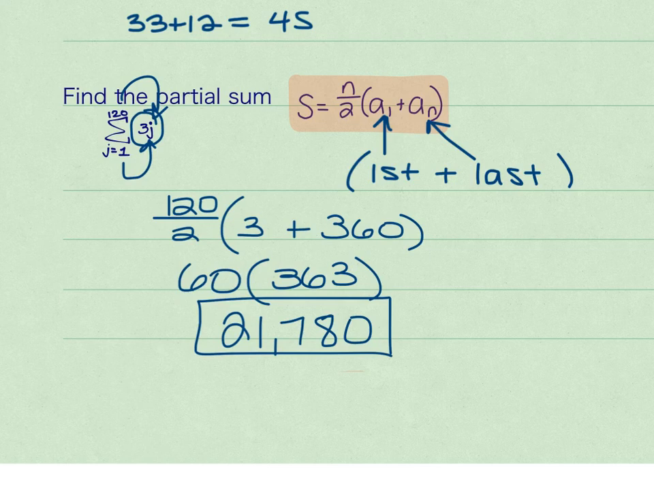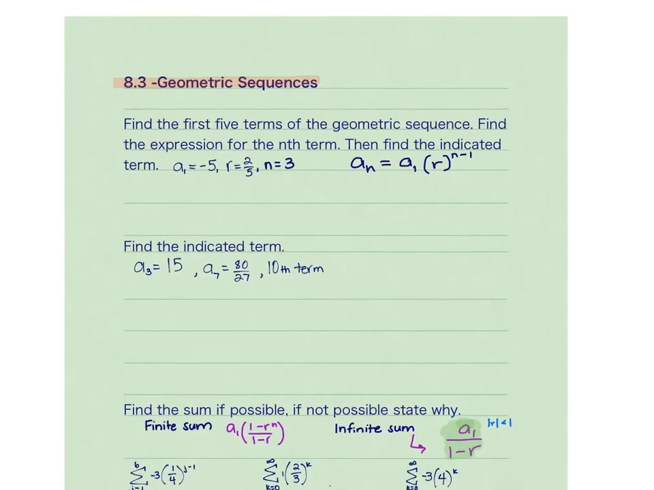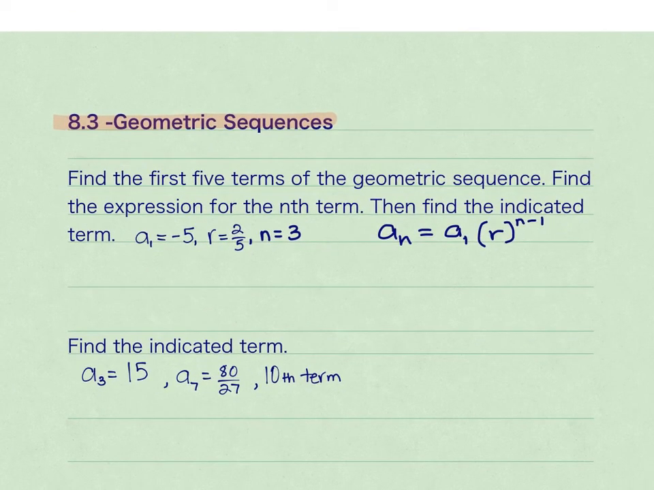So I'm hoping the calculator helps with your speed, right? And helps with silly mistakes that are made like that. Questions so far? Okay, then came geometric sequences. So 8, 3 was geometric. These are ones in which you're multiplying the same number every time. So find the first 5 terms of the geometric sequence, find the expression for the nth term, and then find the indicated term. So this is now third equation. That's how you find the nth term. If it is geometric, it is a sub 1 times r to the n minus 1.